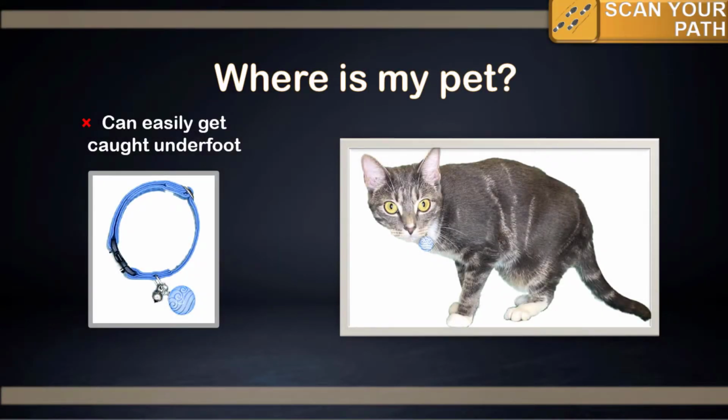Another common fall hazard is your pet, because they can easily get caught underfoot and cause you to trip. So one question you want to ask yourself when you're scanning your path is, where is my pet? You want to make sure you're looking down to see where they are, but another sense you can use other than your vision is your hearing. You can do this by having a little bell around their collar.